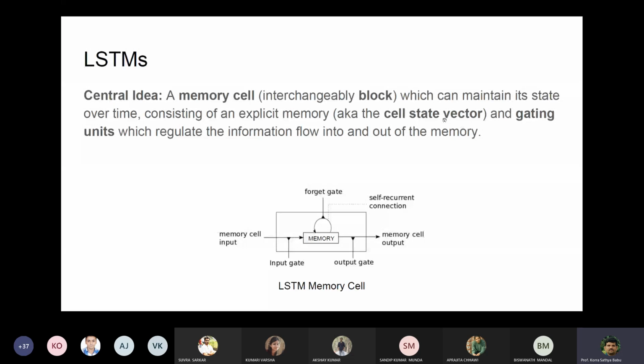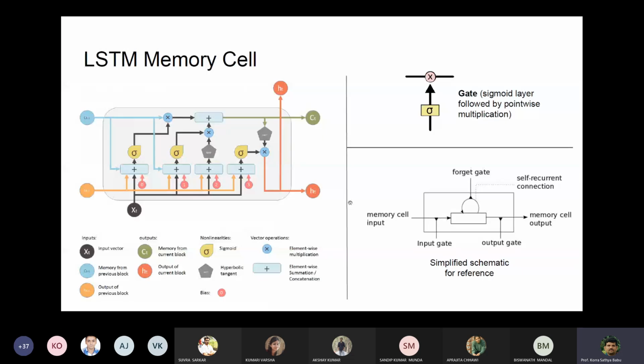Now the LSTM memory cell is given here completely. In this LSTM memory cell, you can see this is the memory cell basically. This is the cell as I showed you earlier. This is the memory cell, supported by this part, which is the forget gate. This part is the input gate, and this part is the output gate.